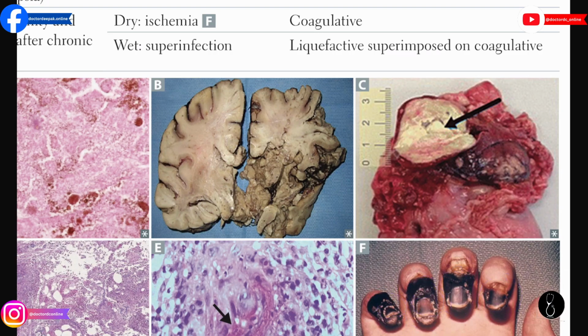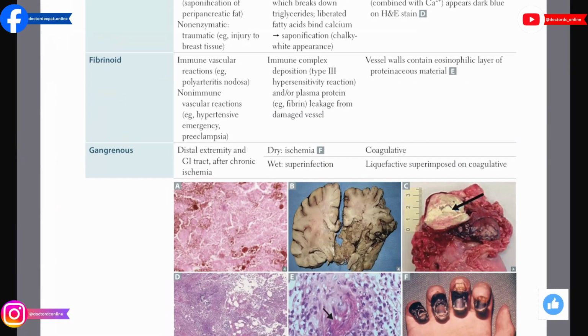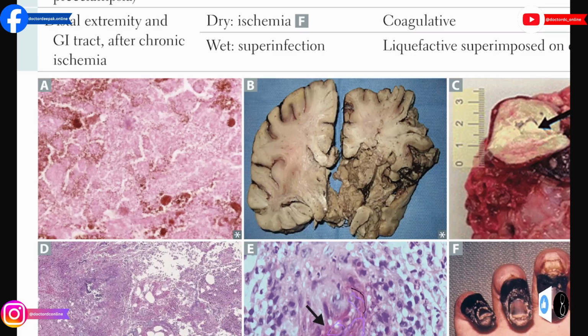Also, here they talk about fibrinoid necrosis. In fibrinoid necrosis, let's take the example of diagram E. In diagram E, you are going to see this one. Basically, it is a fibrin protein. This is the fibrin protein that is going to be deposited in the vessel wall. How is it going to be deposited? Because of vessel wall damage. Then here you can see the fat necrosis. So this is an example of fat necrosis.